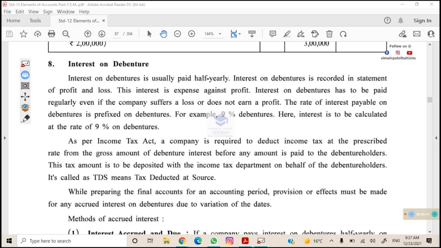As per the Income Tax Act, a company is required to deduct income tax at the prescribed rate from the gross amount of interest on debenture. So before making payment of interest on debenture, the company will have to pay tax to the government as well. This amount is to be deposited with the Income Tax Department on behalf of the debenture holder. After deducting this tax amount, the net interest will be payable to the debenture holder. This is called TDS, tax deducted at source. Whenever you are receiving any income on which tax is already deducted in advance, it is called TDS.